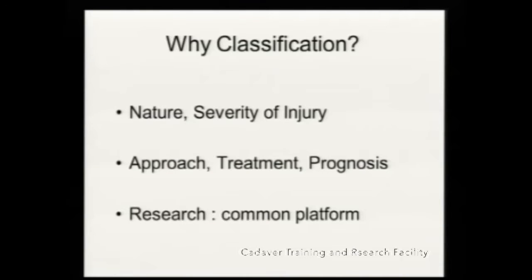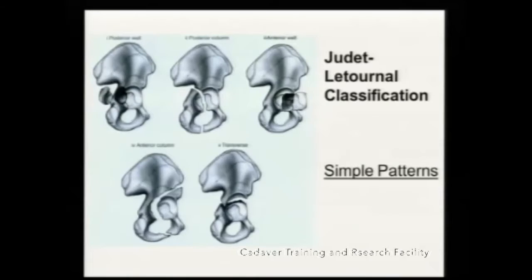Why do we need classification? It defines the nature and severity of the injury. It gives an indication as to what kind of approach, treatment and prognosis you might anticipate, and also it is a research platform so that everybody talks the same language. Needless to say, the most widely accepted classification is this Judet and Letournel.